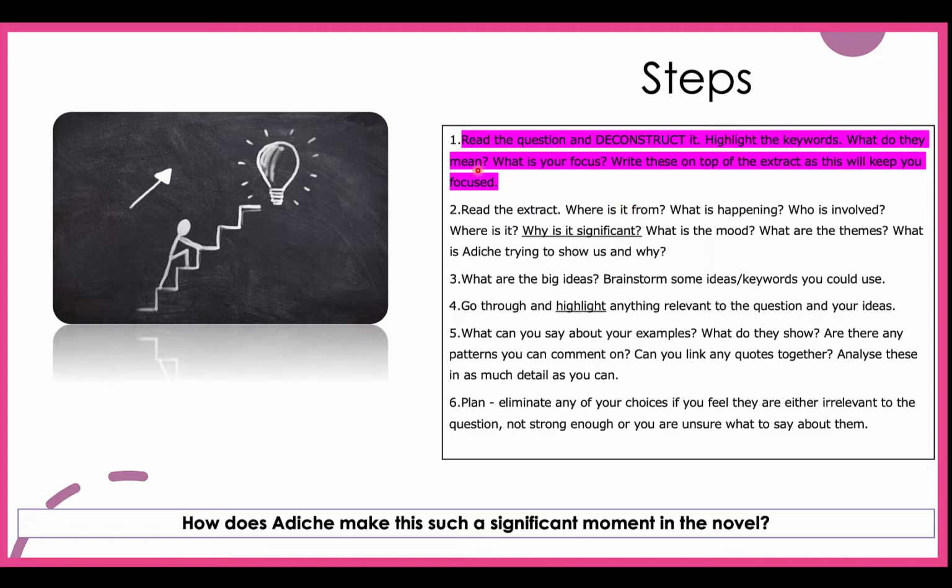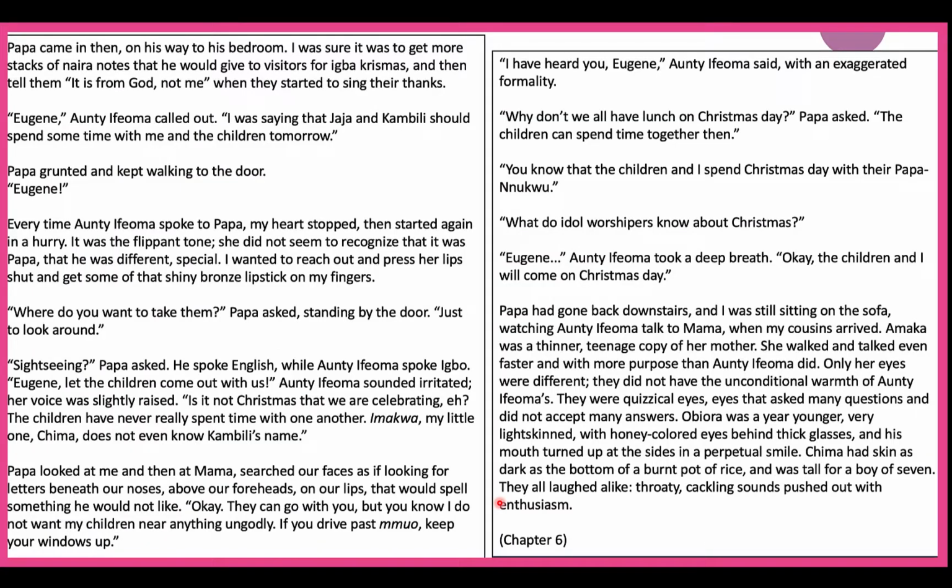So first of all, let's have a look at number 1. So let's read the question, think about what we've been asked to do here. How does Adichie make this such a significant moment in the novel? So obviously our focus here is the word significant. So we're looking for what is important here in this extract, what is interesting, what stands out, why is it important, what are we being shown? So that word significant is really our driver here.